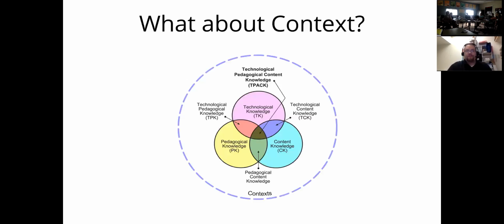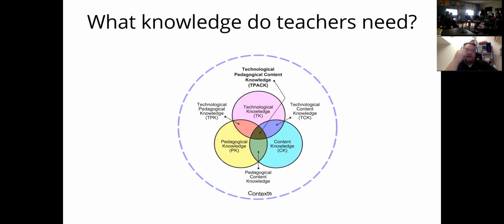So we already talked about context, and we'll move on to the important part: what knowledge do you actually have to have to be successful? What knowledge do you absolutely need? We have a saying that we don't want teachers to be experts in technology.